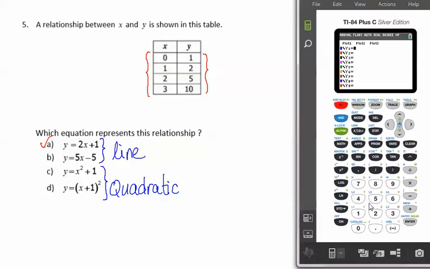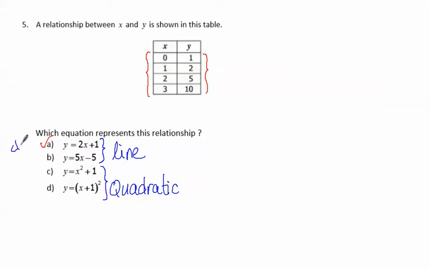So let's start with the first one, 2x plus 1. Type in the equation, and we want the table. If you look up here in blue, it says table, so you have to select the second blue button and then the graph button. It'll give you the table, and you have to see if the 0 and the x shows up with the 1, which it does. The 1 should show up with a 2. In this case, it shows up with a 3. The 2 should pair up with a 5. That one was good. And the 3 should pair up with a 10. Here it pairs up with a 7. So this is close, but not exact.